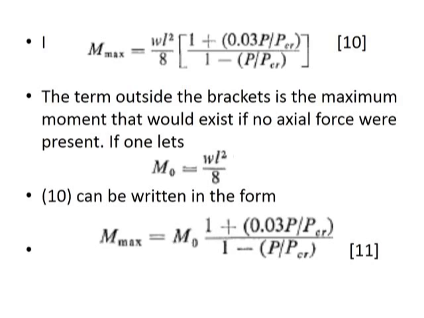The term outside the bracket is the maximum moment that would exist if no axial force were present. So let M0 be equal to WL squared by 8. Then the equation can be rewritten as Mmax is equal to M0 into [1 plus 0.03 P by PCR by (1 minus P by PCR)].